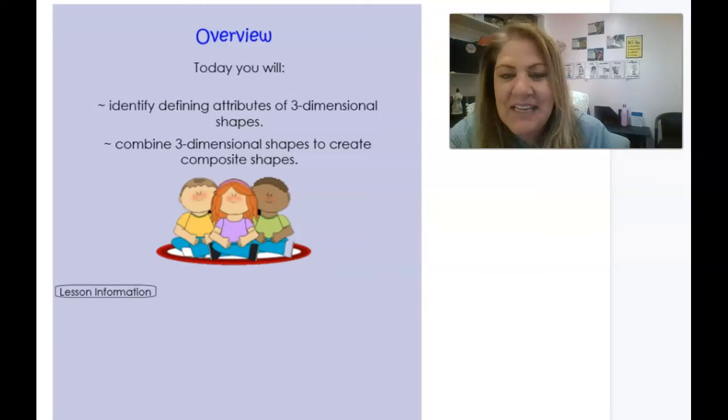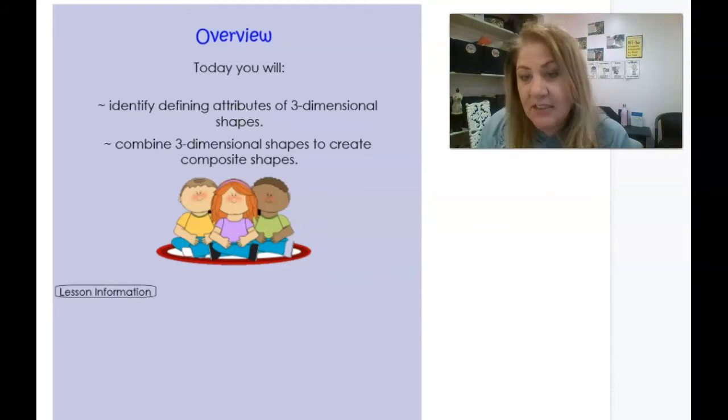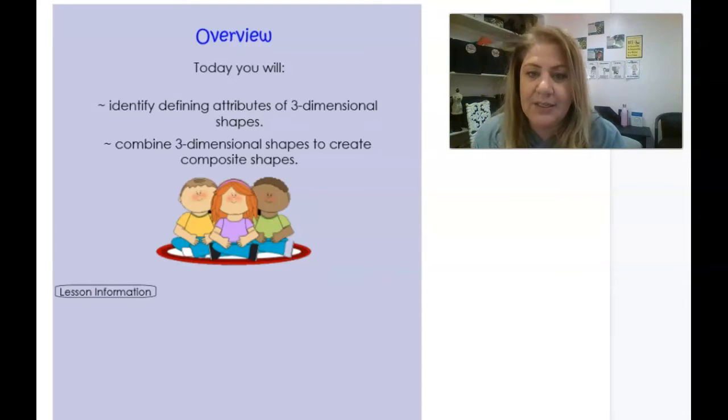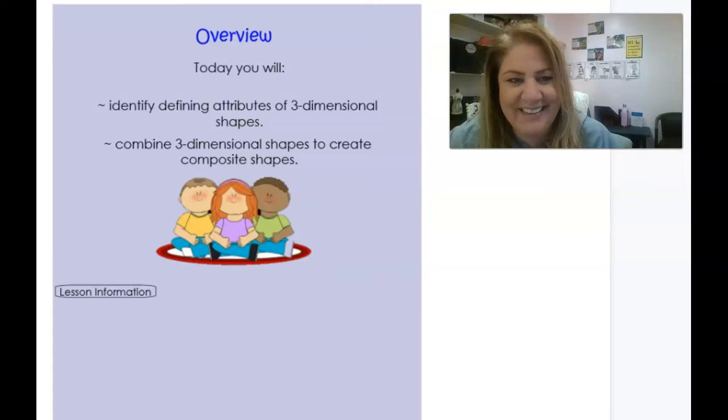Hi, boys and girls. Today we're going to do a few things. One of them is that we're going to look at defining and non-defining attributes of shapes. But instead of doing two-dimensional shapes or flat shapes, today we're going to do three-dimensional shapes, or something you can hold on to. And we're going to begin to think about building composite shapes using two three-dimensional shapes.